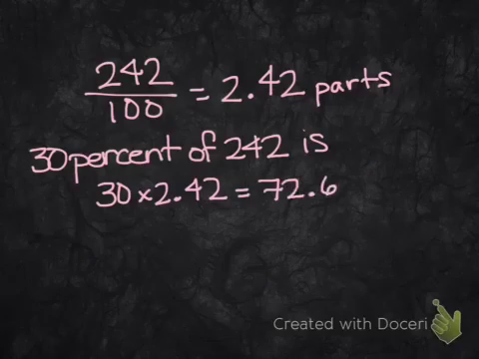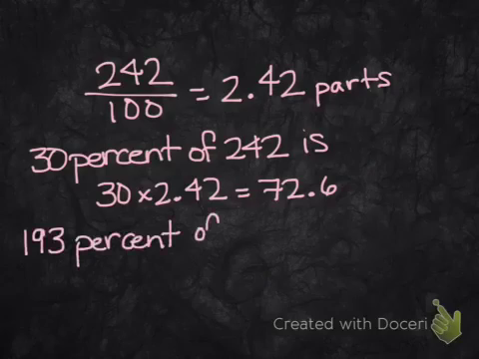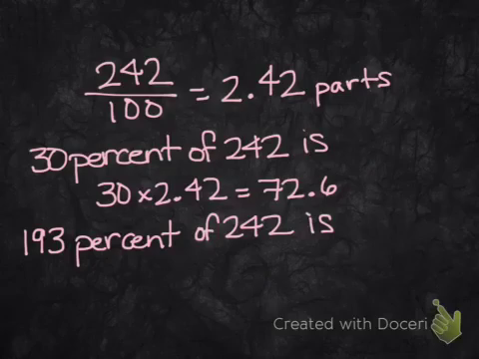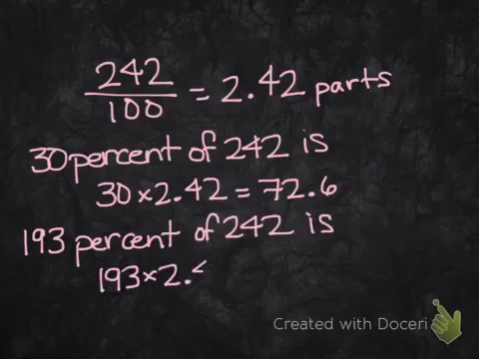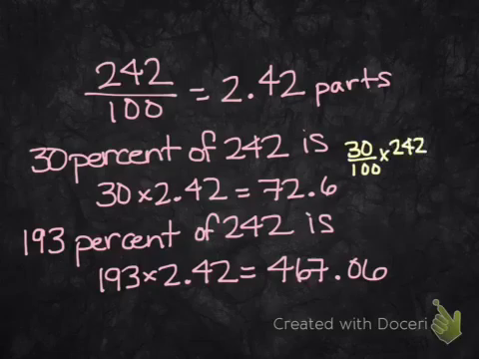So that gives me 72.6. So 30% of 242 is 72.6. If I'm trying to find 193% of 242, again, 242 divided by 100 is 2.42, so I would just multiply it by 193, 193 times 2.42, to get 467.06.